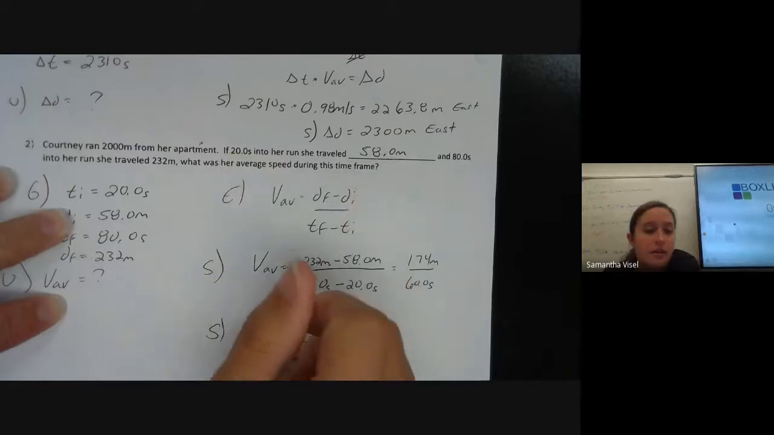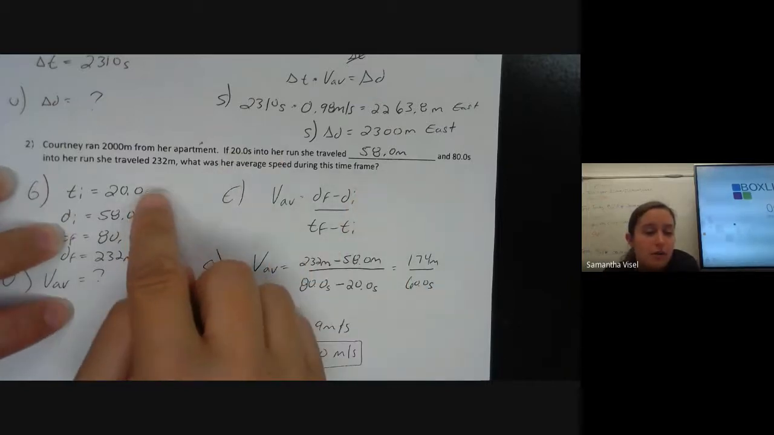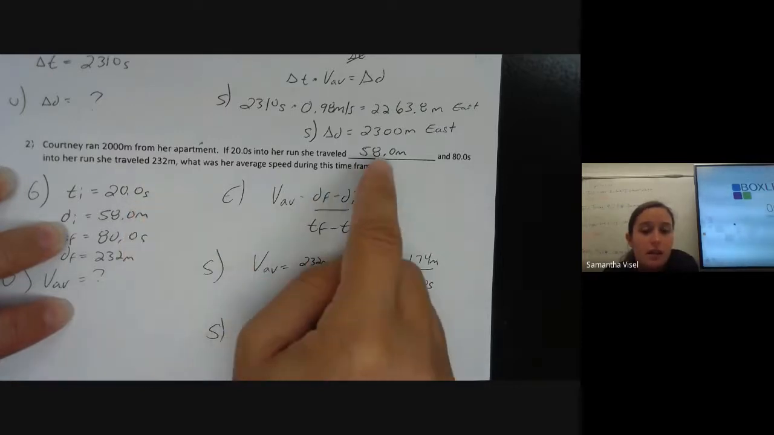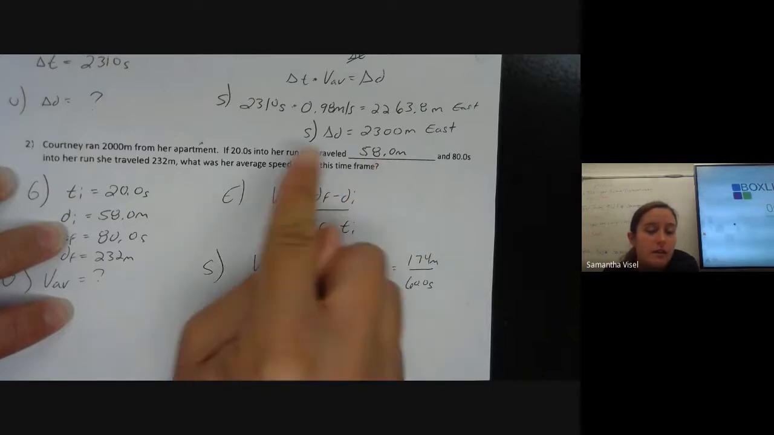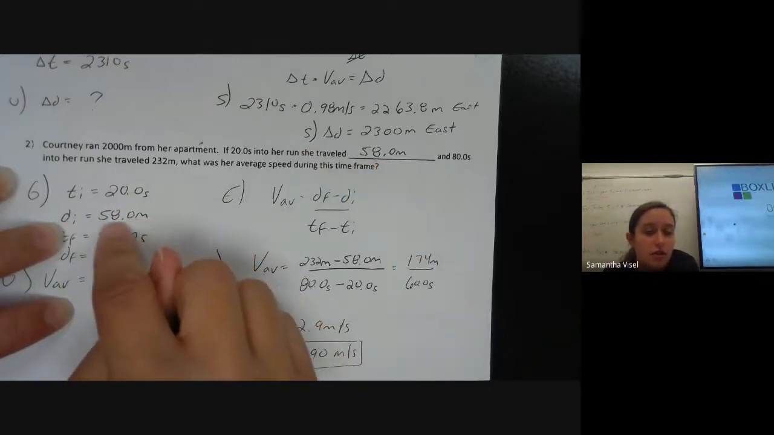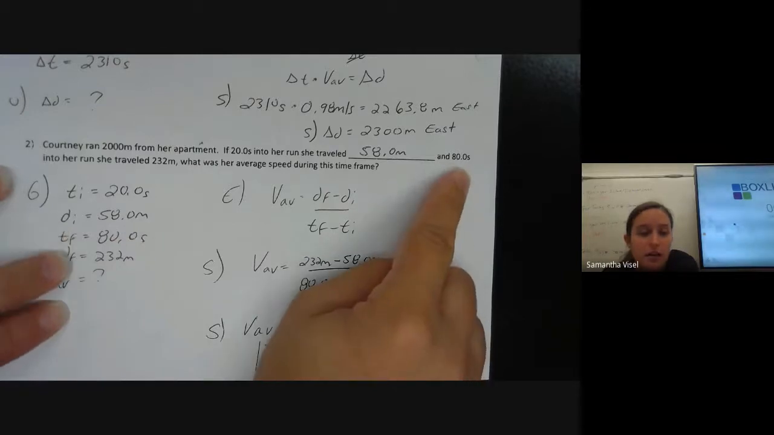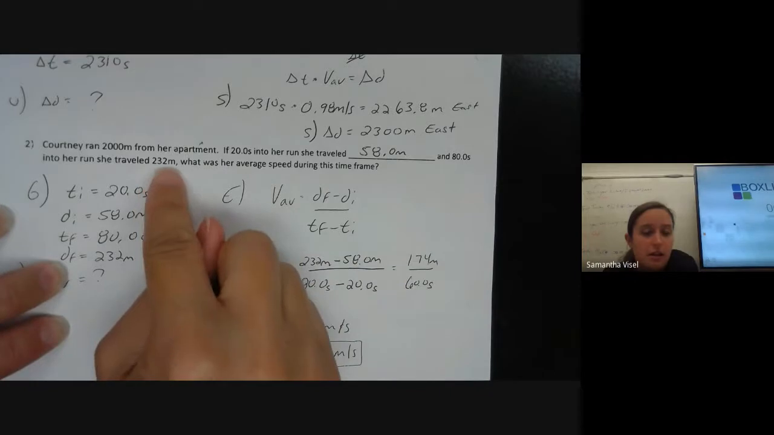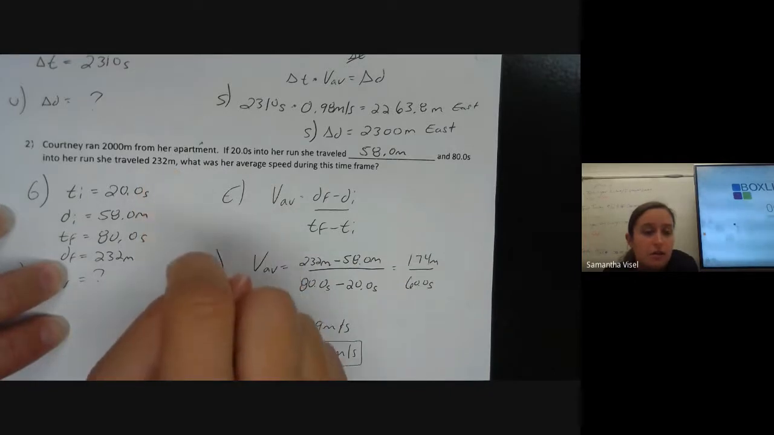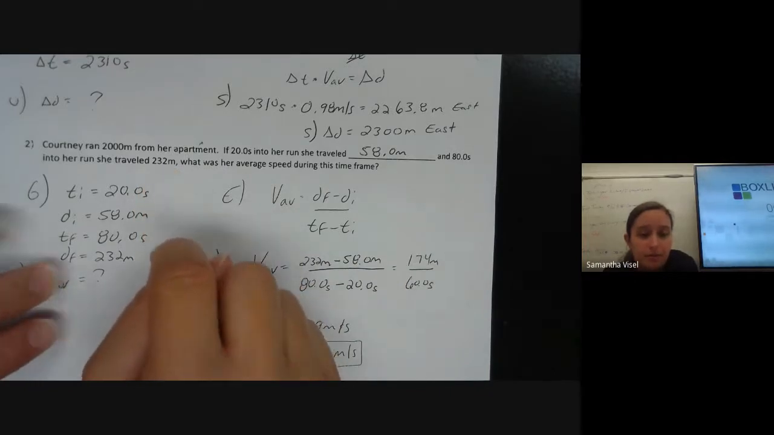So then my initial distance would be whatever the number is that goes with the 20. So in this case, it's the 58. So the initial distance traveled is 58 meters. 80 seconds would be later, so that's the final time. And so what was my position at 80 seconds? I was 232 meters from her apartment.